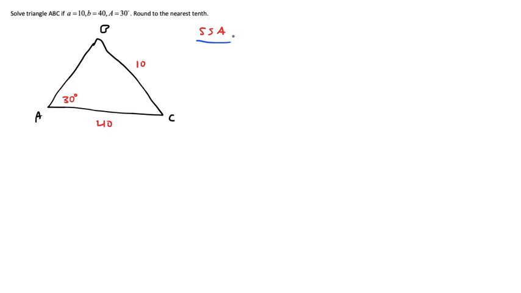First thing we should do, I know we have to use the law of sines, so let's just set it up. The sine of 30 divided by 10 is equal to the sine of B divided by 40, which is equal to the sine of C divided by c. Notice we actually don't know side c or angle C, so we only have one choice here. We have to find angle B first.